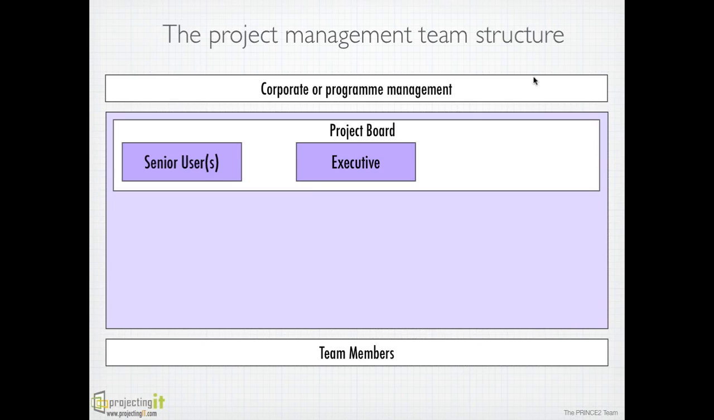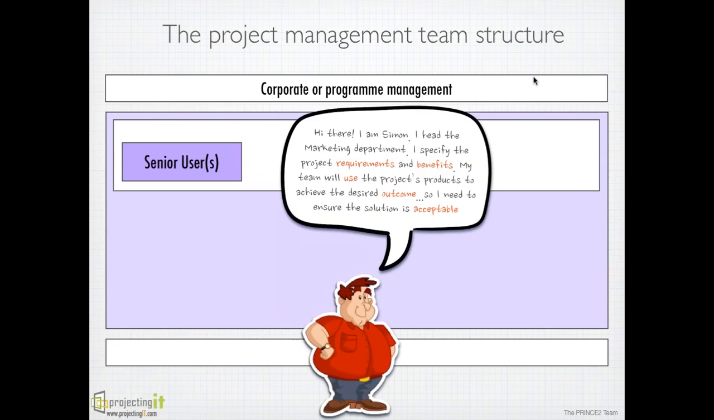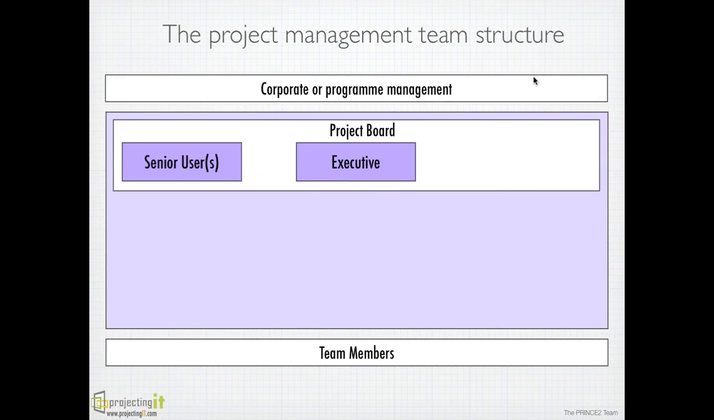If you are implementing an ERP project, then senior user will come from various departments who are going to be the users of the new system. You can have one or more senior users. They are also accountable for benefits. So they say what is the problem, they use the solution, and the solution brings them the capability to deliver benefits to the organization. So if benefits don't come, the corporate can hold senior user accountable for that.